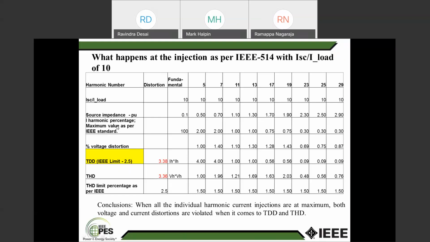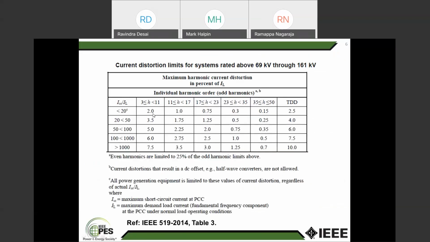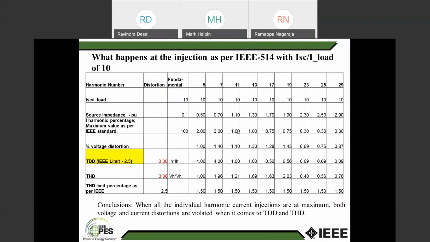The harmonic percentage maximum as per the IEEE standard is 2 for some orders, and for the 11th and 13th harmonics it is 1. Then for the percentage voltage distortion, just multiply this current by the source impedance, and you get the distortion.